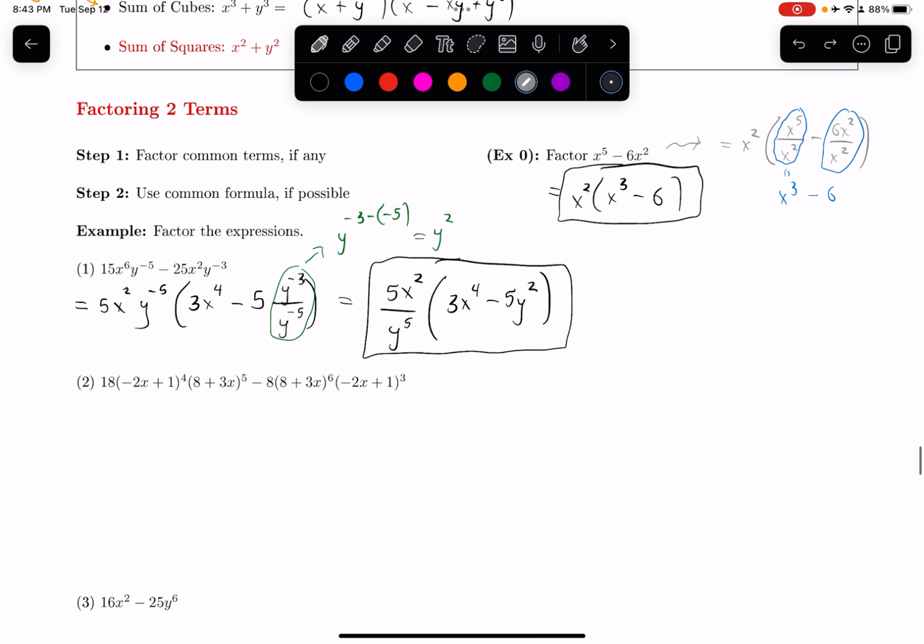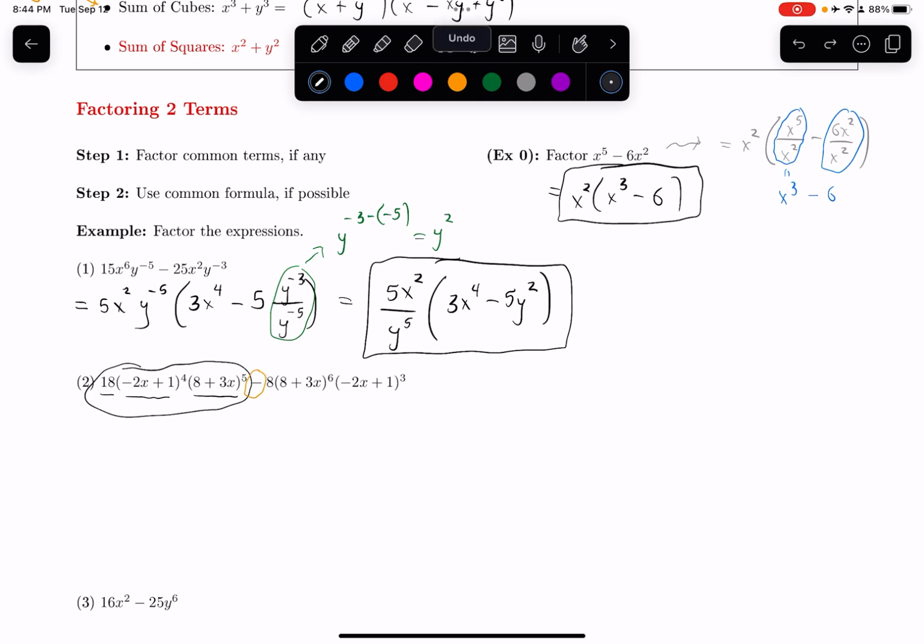Okay, so next one. So I got this long-looking expression. The first thing I want to observe about this is when things are being multiplied, like 18 is multiplying this whole thing in parentheses, that's multiplying this whole thing in parentheses, all of that is considered one term. And then when there's a subtraction or an addition after a term, that separates terms. And then after that, I have something multiplying this parentheses, multiplying that parentheses. So all of that is a second term. So overall, I technically have a two-term expression.